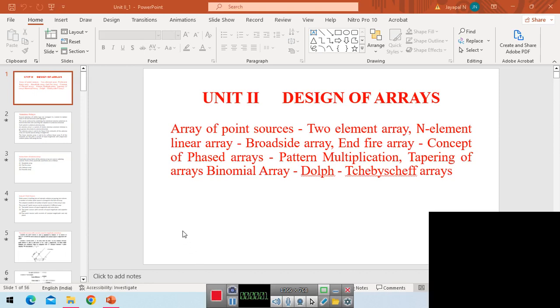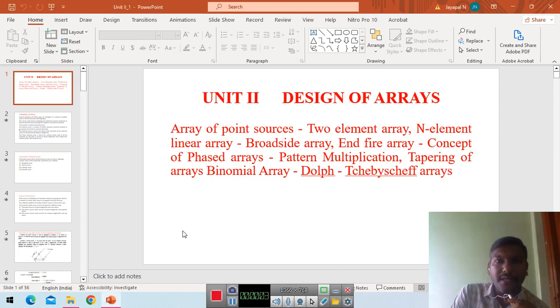Hello everyone, today we are going to discuss Unit 2, antenna arrays. This is the syllabus for antenna arrays. Under this: antenna point sources, array of point sources, 2 element array, n element array, broadside array, end fire array, concept of fixed arrays, pattern multiplication, tapering of binomial array, and Chebyshev arrays.